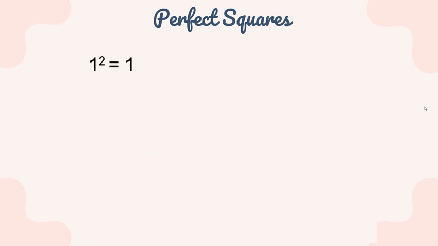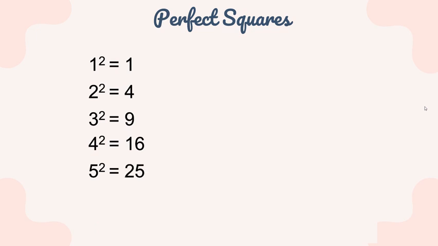1 squared is 1. 2 squared is 4. 3 squared is 9. Remember, when you are squaring something, that is the number times itself. It is not that number times 2. So 3 times 3 is 9. 4 squared, or 4 times 4, is 16. 5 squared, 5 times 5 is 25. 6 squared, 6 times 6 is 36.